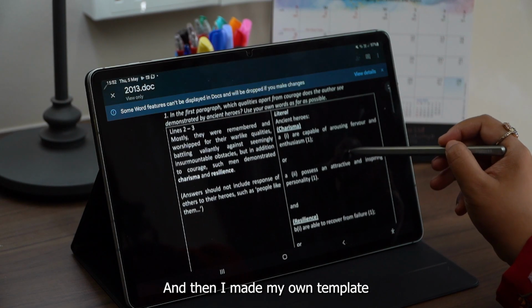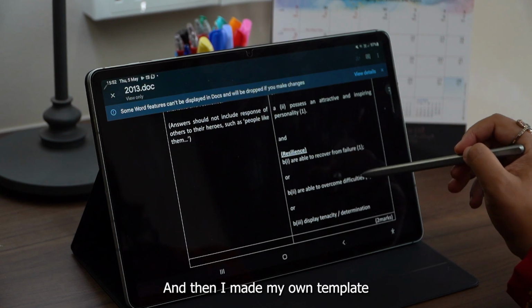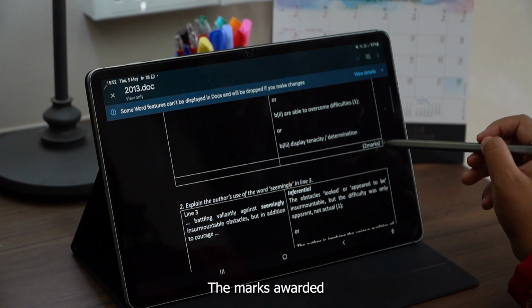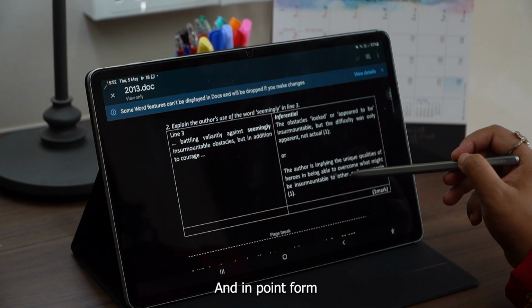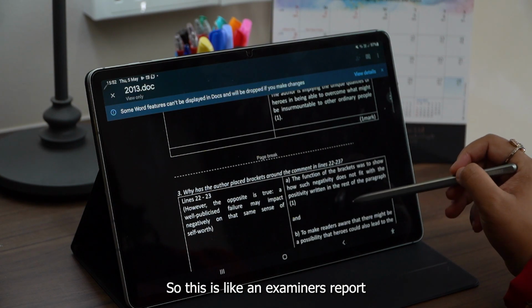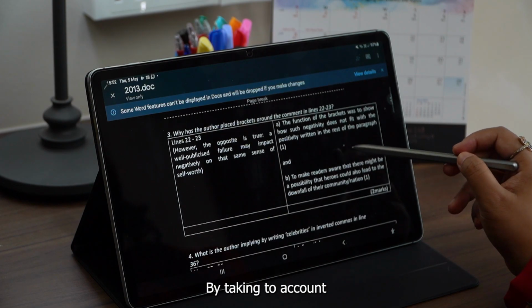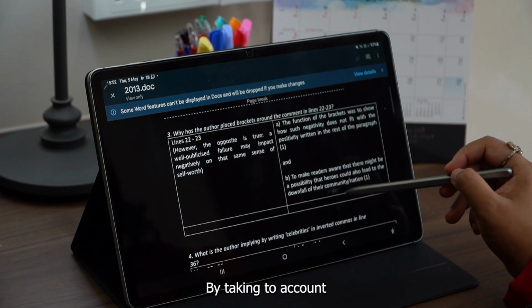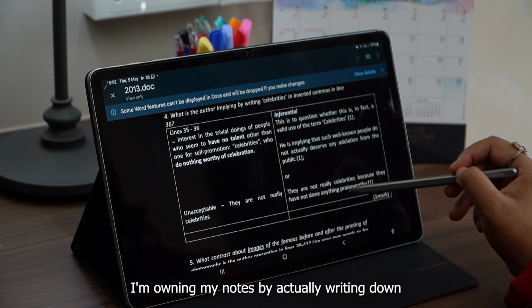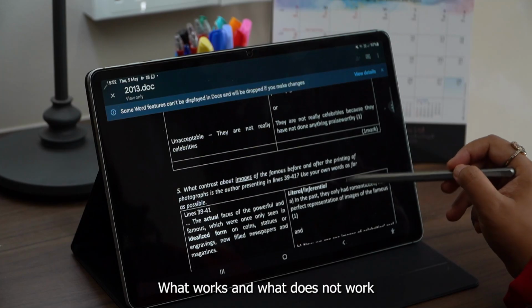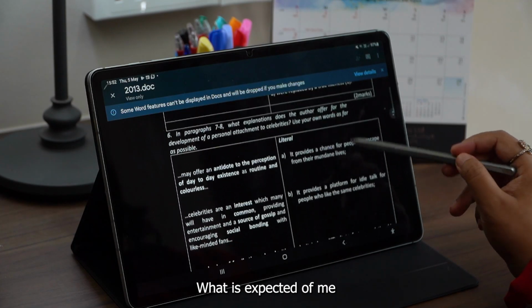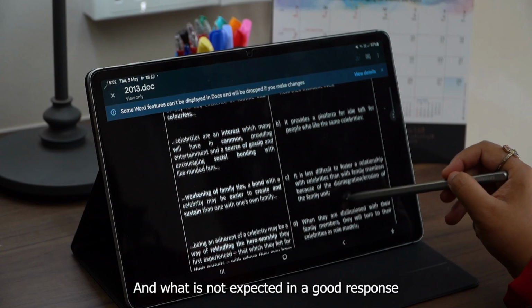And then I made my own template where I have written down the answer keys, the marks awarded, and in point form, what is accepted versus what is unacceptable. So this is like an examiner's report. I take into account the previous examiner's comments, and I've made my own notes. I'm owning my notes by actually writing down what works and what does not work, what is expected of me and what is not expected in a good response.